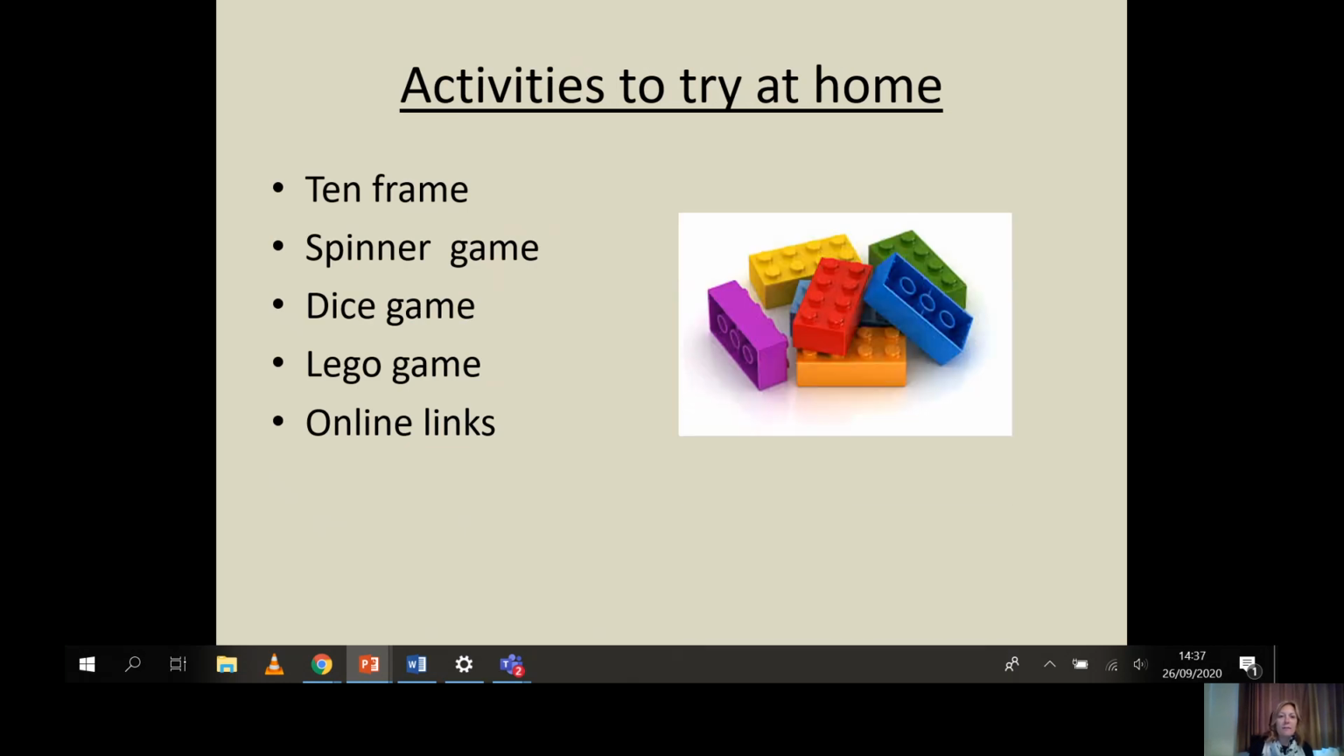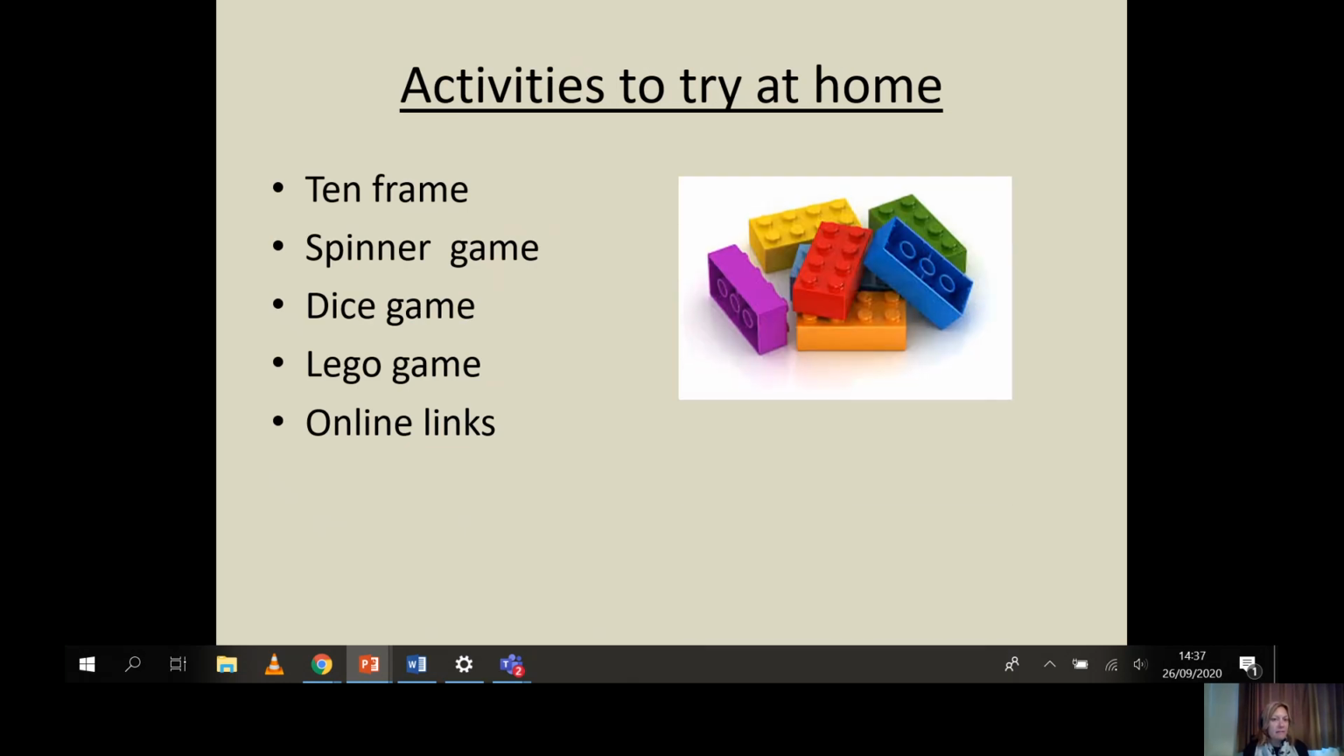Just an example, quite a few activities this week for you to have a go at home. We've got the 10 frame you can have a go with, spinner game, the dice game, Lego game, and all those online links. Have a go with the 10 frame, the first clip I showed you, with your children or your partner or your mum or your friend. See if you can do it. Yeah, give it a go. See how your brain reacts, because it kind of does it without you trying too hard sometimes, I think.